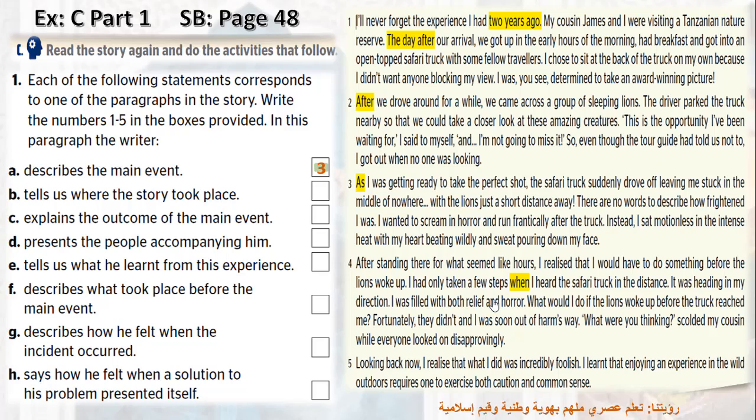This is number 3, paragraph 3. B tells us where the story took place. This is paragraph 1. C explains the outcome of the main event. Paragraph 4. D presents the people accompanying him.